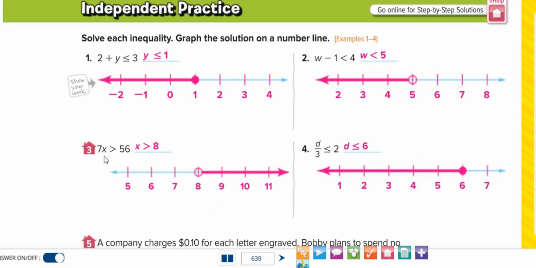Here this is a multiplication inequality, so you will divide by 7 on both sides. That will give you x is greater than 8. Greater than 8, so you make an open circle at 8 going to the right. This is a division inequality, so you just multiply the 3 by the 2. This will give you d smaller than or equal to 6. So you have here a closed circle at 6 going to the left because of smaller than or equal.